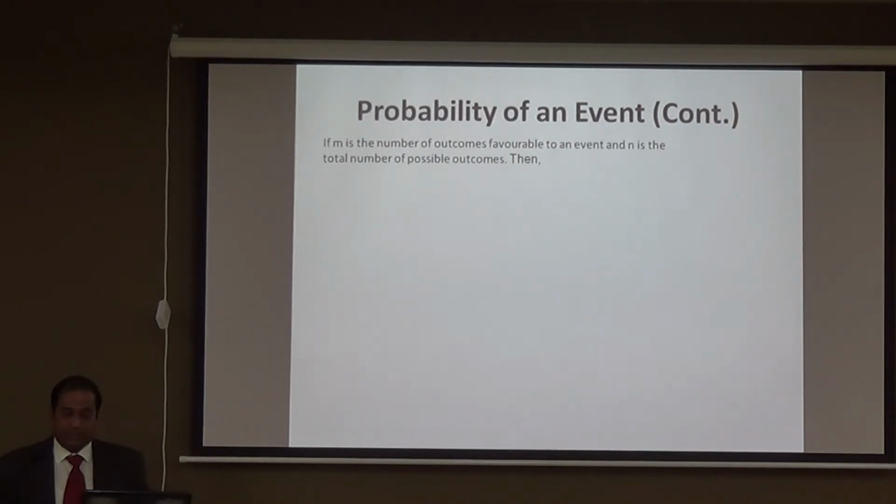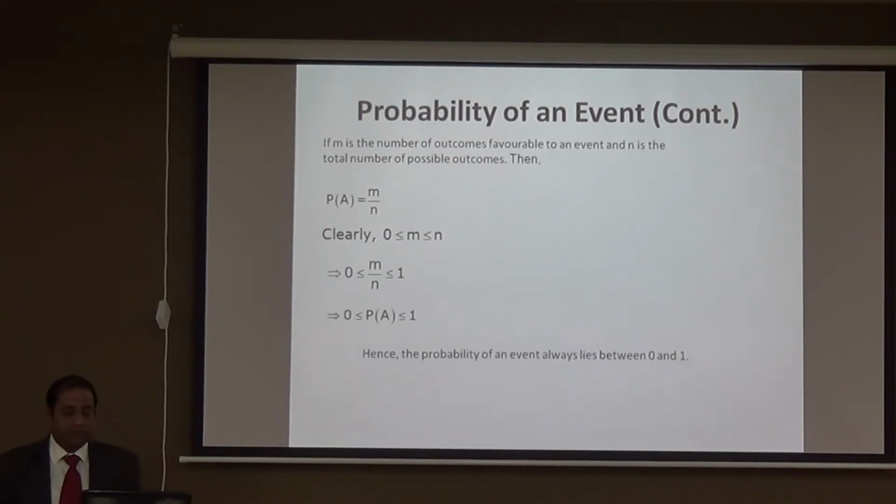If M is the number of outcomes favorable to an event and N is the total number of possible outcomes, then it can be represented as probability of A is equal to M upon N, that is the favorable outcomes upon total outcomes. Clearly, M lies between 0 and N, and if we divide by N, we get M upon N, that is the probability of A lies between 0 to 1. So the probability of any event always lies between 0 and 1.